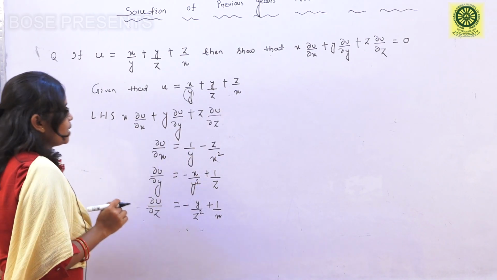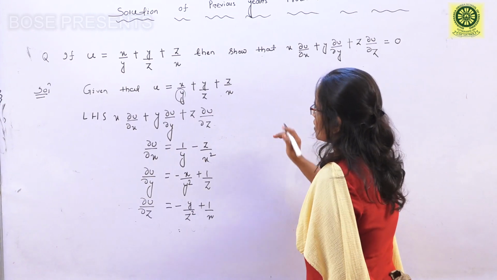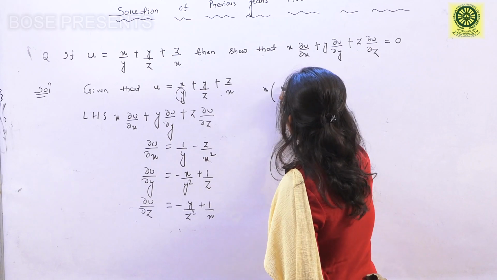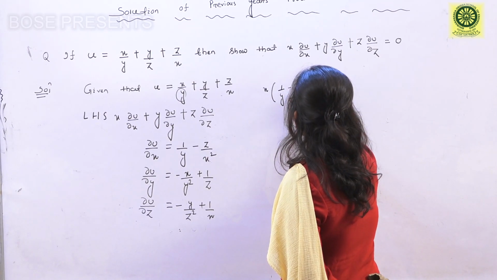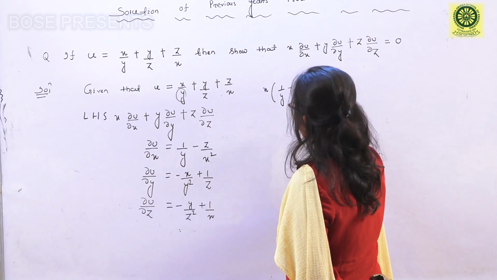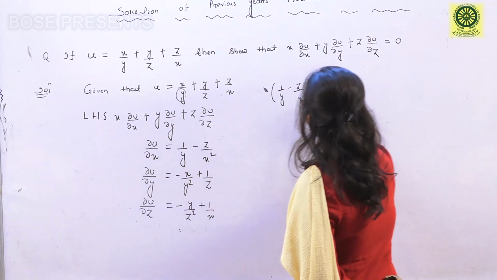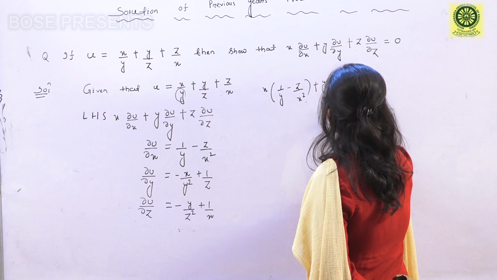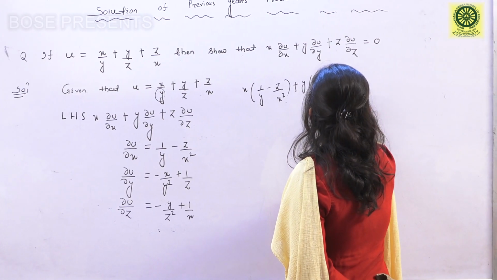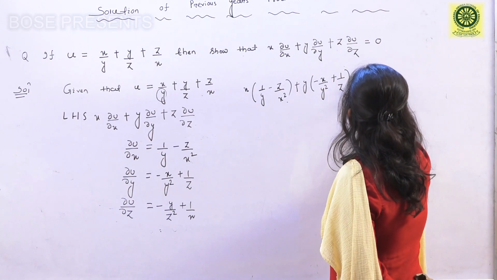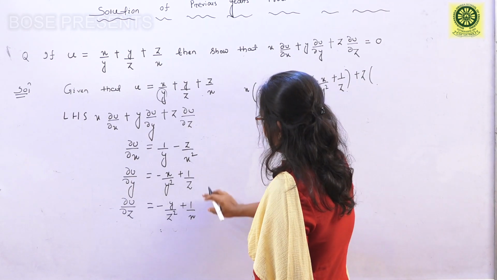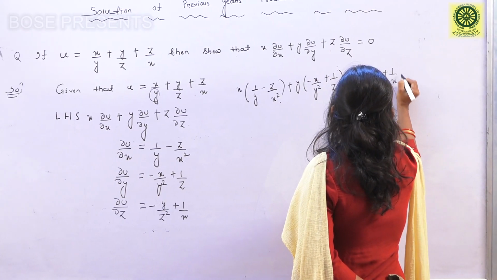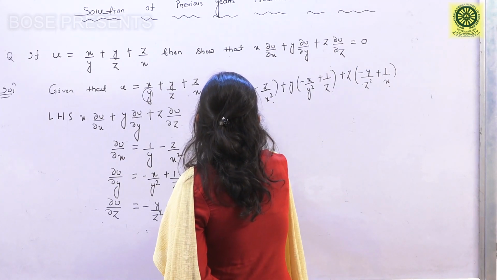So we can calculate the value of the left hand side very easily. See, x into del u by del x equals 1 by y minus z by x square. Then plus y into del u by del y, that equals minus x by y square plus 1 divided by z. Then plus z into del u by del z, that equals minus y divided by z square plus 1 by x. Let us see what that equals.